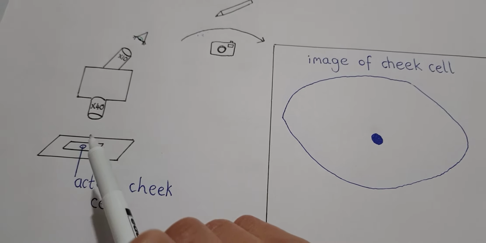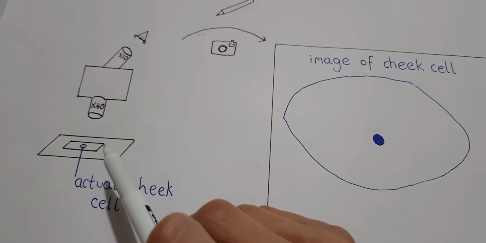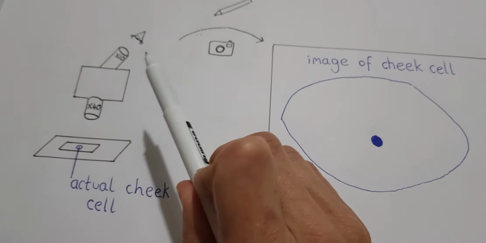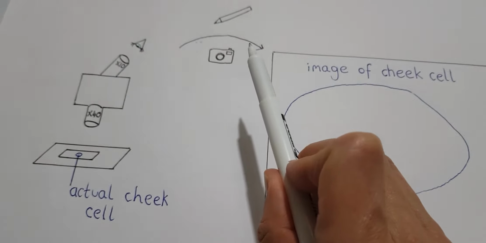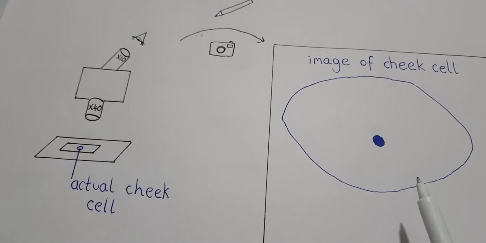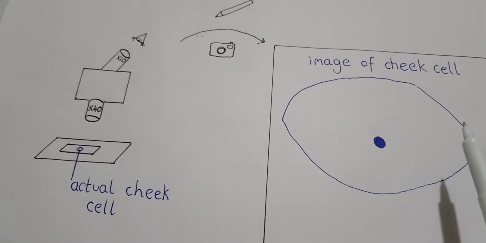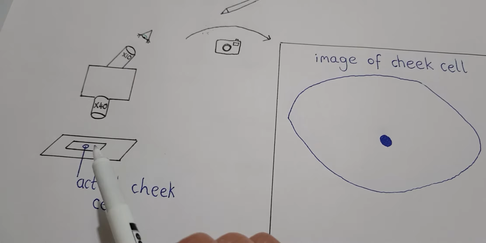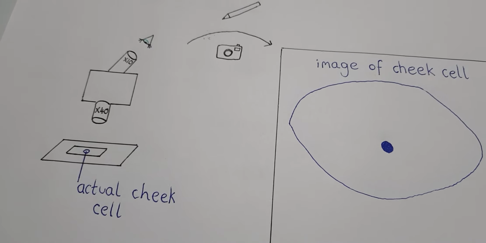Okay, so the actual specimen gets magnified by the objective lens and the eyepiece lens, and as you're drawing it or taking a photo of it, it usually ends up bigger on the page again. So magnification is how many times bigger is the image on the page compared with the actual specimen.